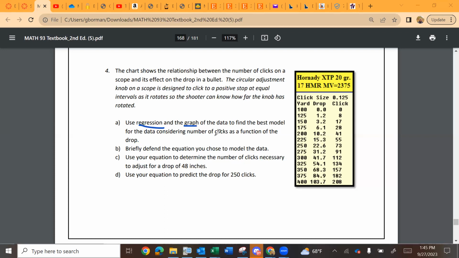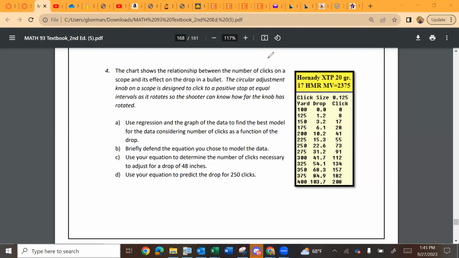So clicks is going to be the function. Function is f of x. F of x is y. So clicks is our y value. And therefore drop will be our x. And so we're not even going to need to use that first column of information to answer the questions, although it is interesting to have it there. Okay, so that's very important, being able to read this correctly to know which information to grab.